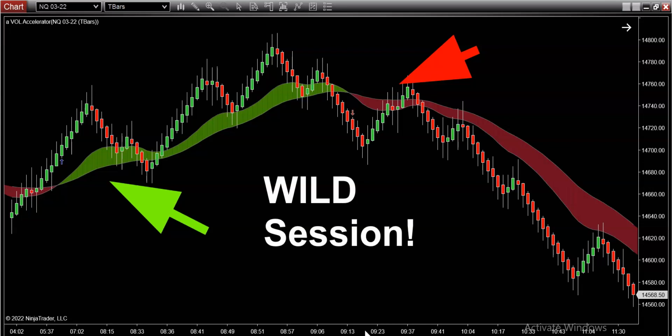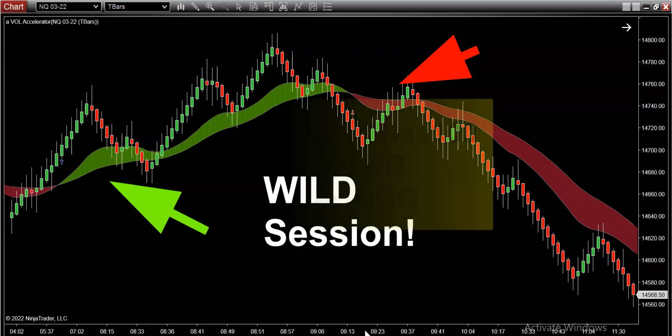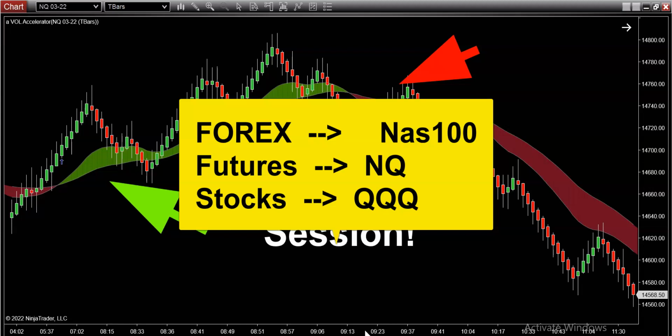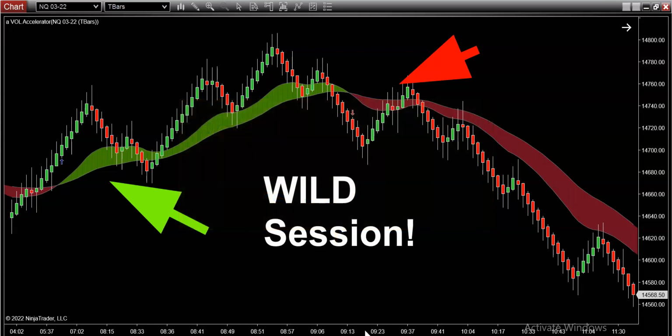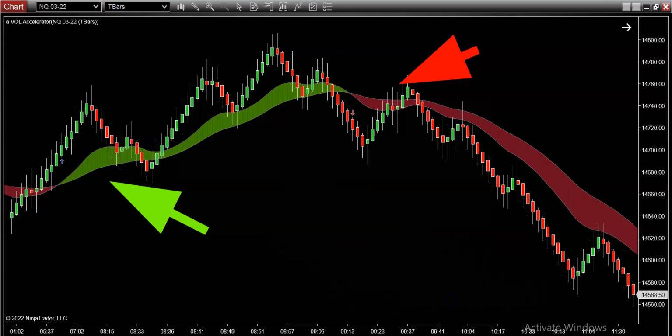What you're seeing on the screen right now, guys, is the NAS 100. You already know this is my favorite. If you trade Forex, your symbol is NAS 100. If you trade futures, your symbol is NQ. And of course, if you trade stocks or options, your symbol is QQQ. Okay, and first, let me just go ahead and get rid of this text here to clean up the chart. And there you go, folks.